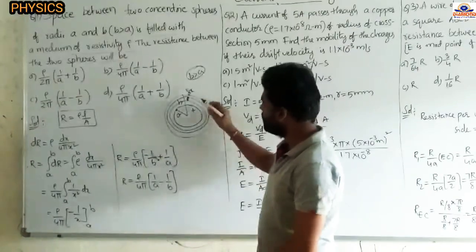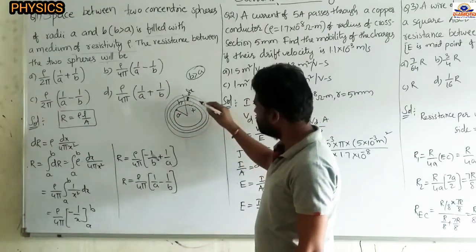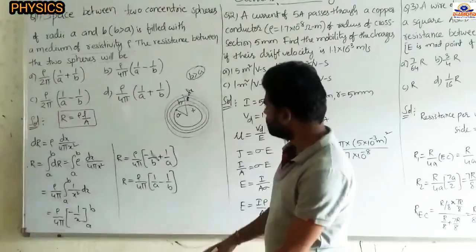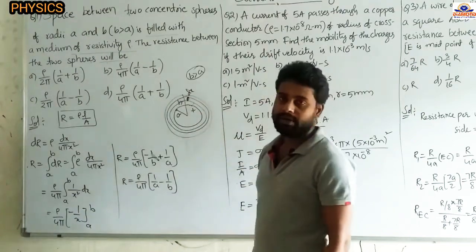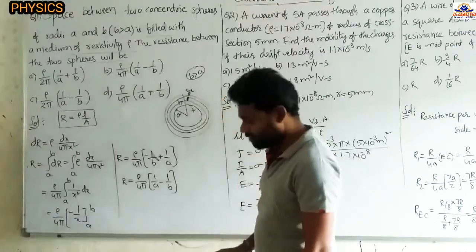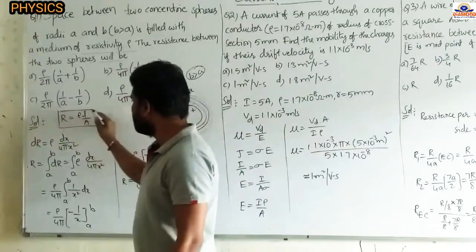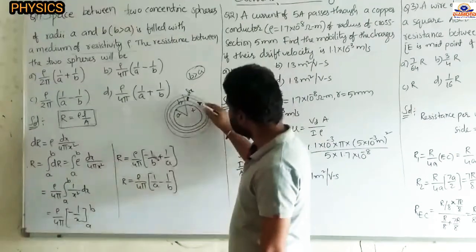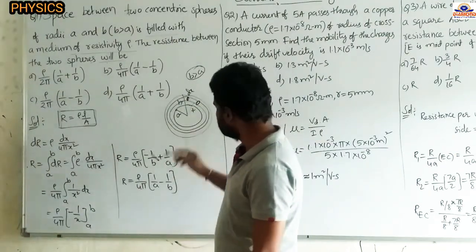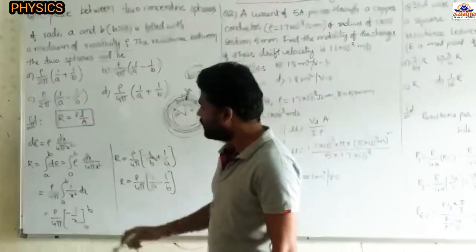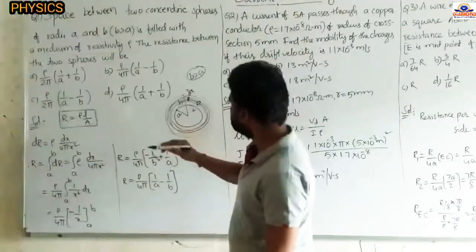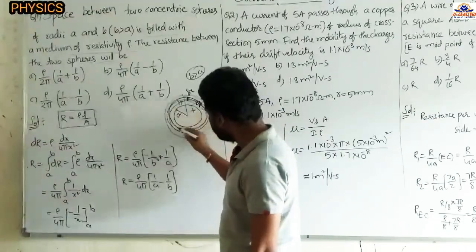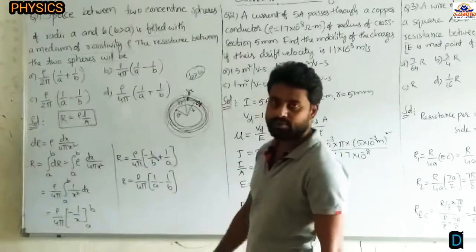Now we have to find the resistance of this shell with dx thickness and x radius, and integrate from A to B, then we will get the resistance between the two spheres. Actually we know the resistance formula, R equal to rho L by A. For this small portion, dR equal to rho into L, which is nothing but the thickness of this sphere dx, and the area is nothing but 4 pi x square, since the radius is x.